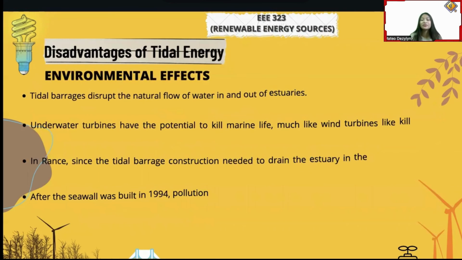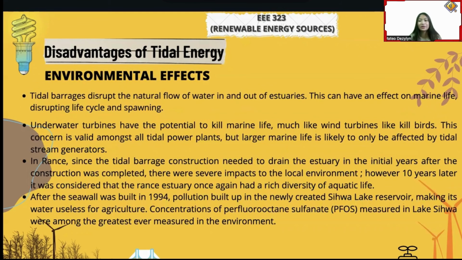Also, these are the disadvantages in terms of environmental effects. Tidal barrages disrupt the natural flow of water in and out of estuaries. This can have an effect on marine life, disrupting life cycle and spawning. Underwater turbines have the potential to kill marine life, much like wind turbines kill birds. This concern is valid amongst all tidal power plants, but larger marine life is likely to only be affected by tidal stream generators.